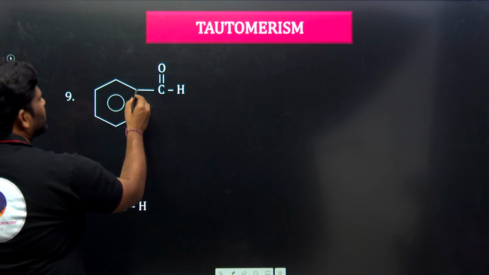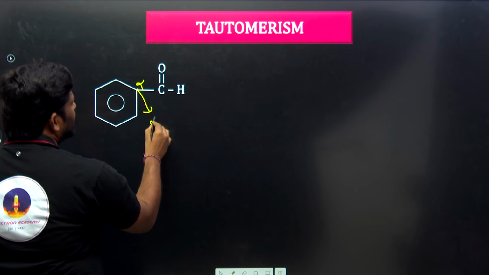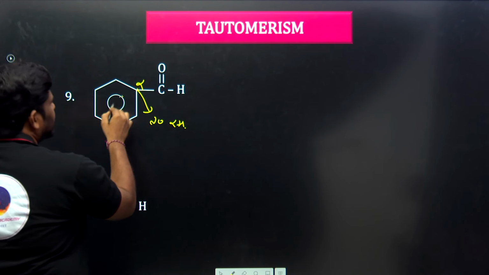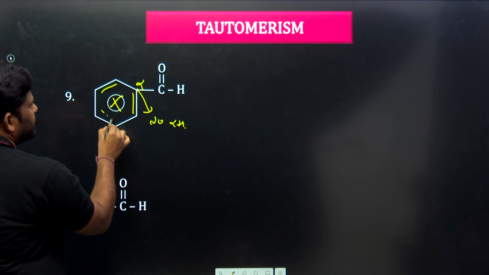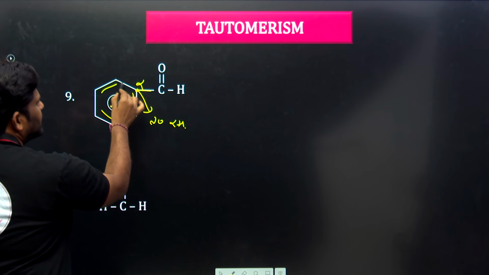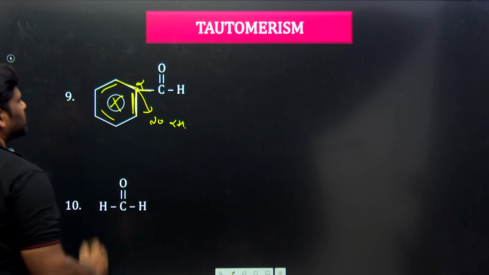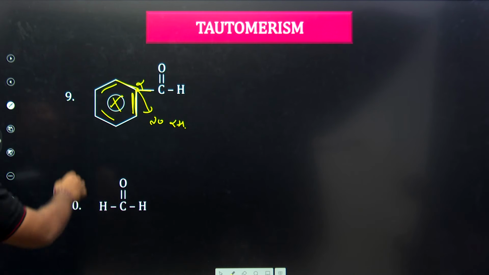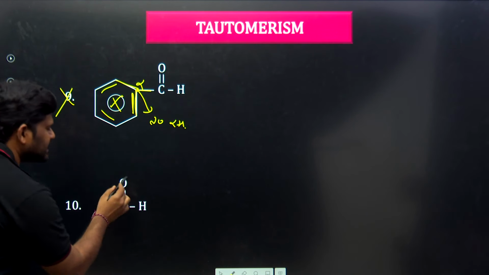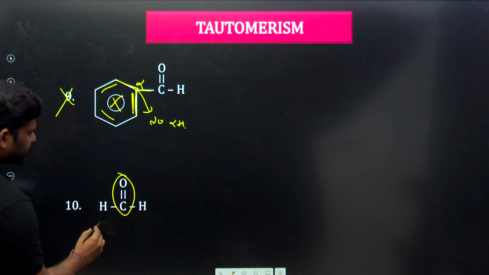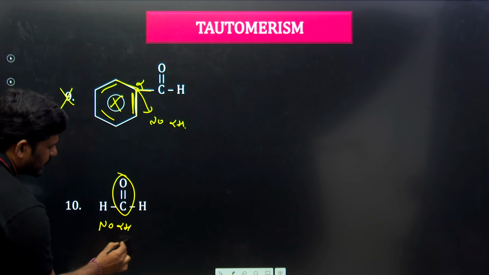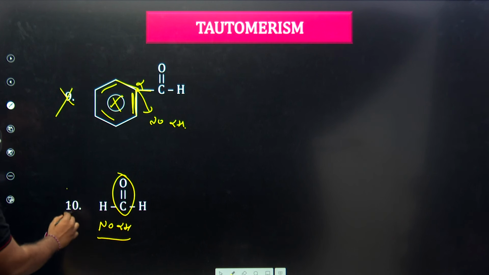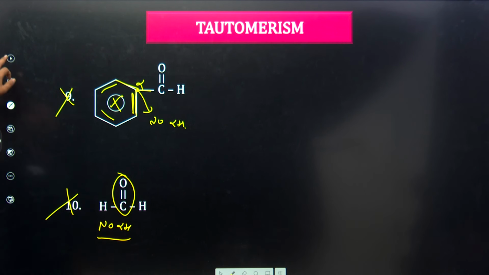Next, a ring compound like this. Benzene is there, so here there is no alpha hydrogen. This is alpha. Generally if you remove the ring, carbon valency is 4, and the 4 bonds are already over here. No alpha hydrogen, so it cannot show tautomerism. Here, the alpha carbon itself is not there, so no alpha hydrogen, and it also cannot show tautomerism.